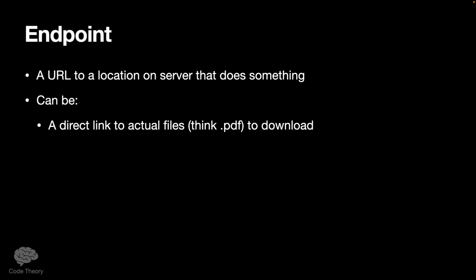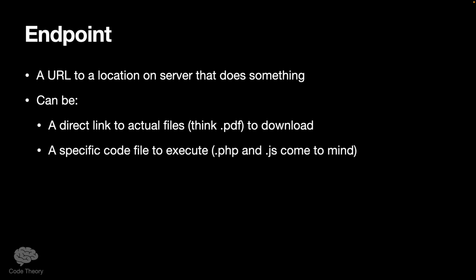Endpoints can be direct links to actual files for you to download. So just like file:// path to a file, hosted on the server, they also have a folder structure. And they can link a URL that comes in to their domain name to their folder structure and say, hey, if this URL comes in, serve this file, a specific code file to execute. PHP and JavaScript are two things that do this. Basically, it's a path to a particular file, but this time it executes the code in that file immediately, rather than downloading it.